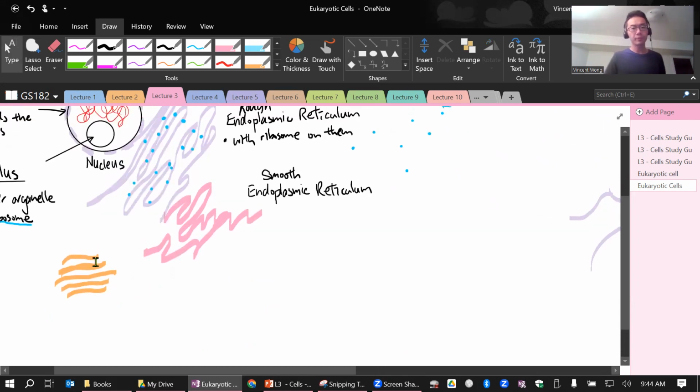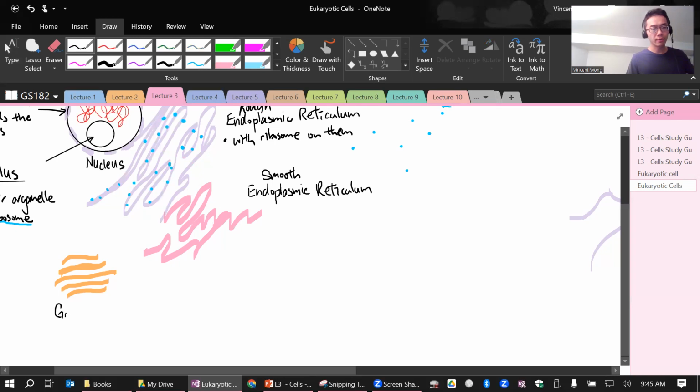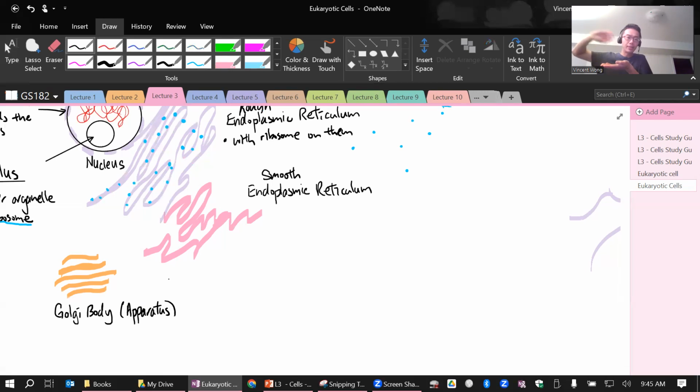Okay, so this here is called the Golgi body, or sometimes called the Golgi apparatus. It doesn't really matter, you can call it both. All right, so it's like layers and layers of membranes.